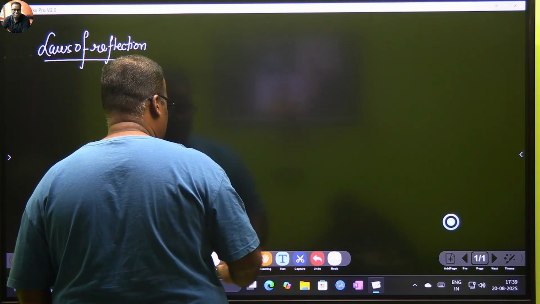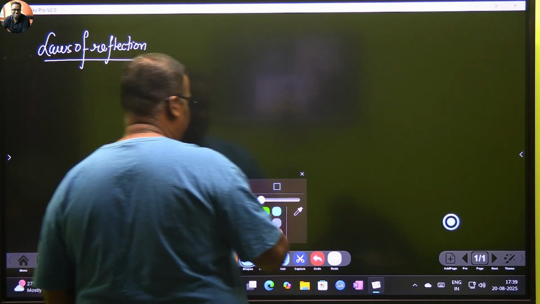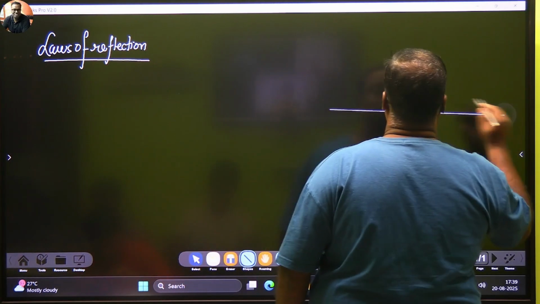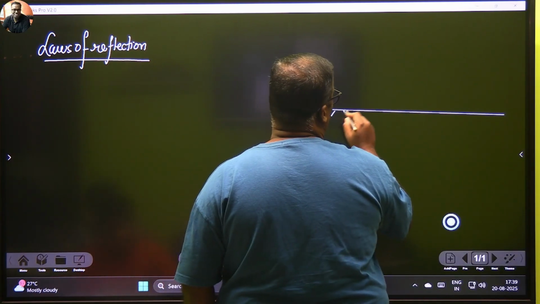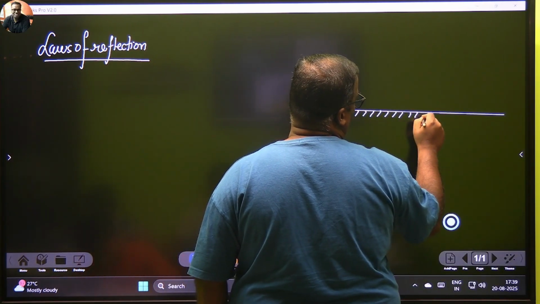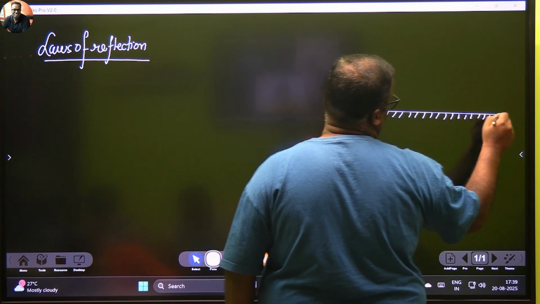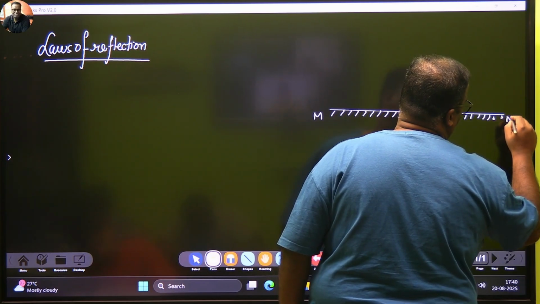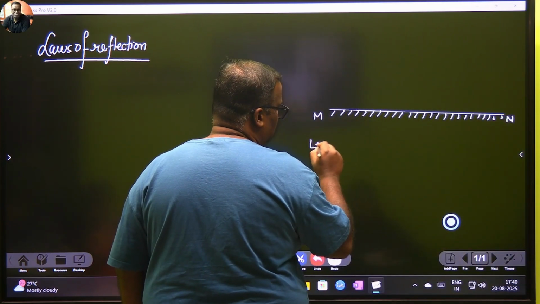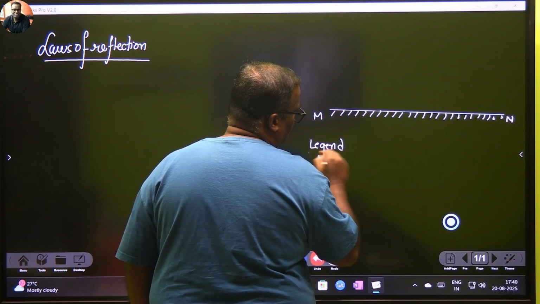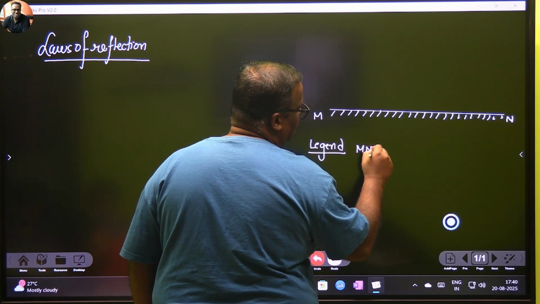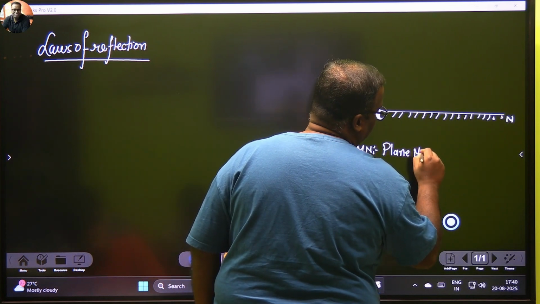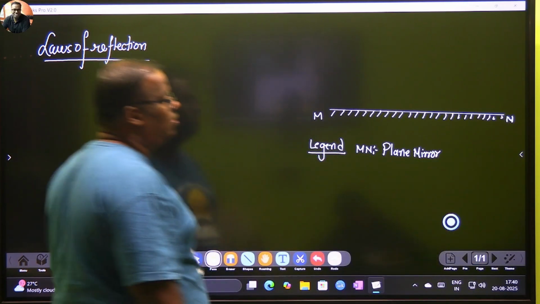Before that, let's take our neat labeled diagram. In our diagram, we would be drawing a reflective surface, the easiest one being a plane mirror. We would also give something known as a legend. Let this be M and let this be N, so MN. I put a legend key out here and start writing my legend. MN is a plane mirror. Plane mirror means it is my reflective surface. Have you understood? This is my plane mirror.